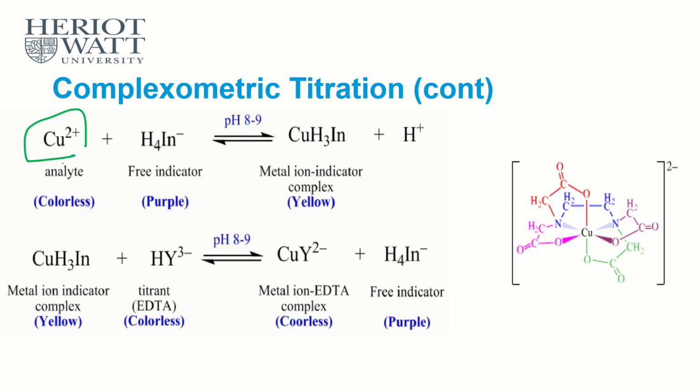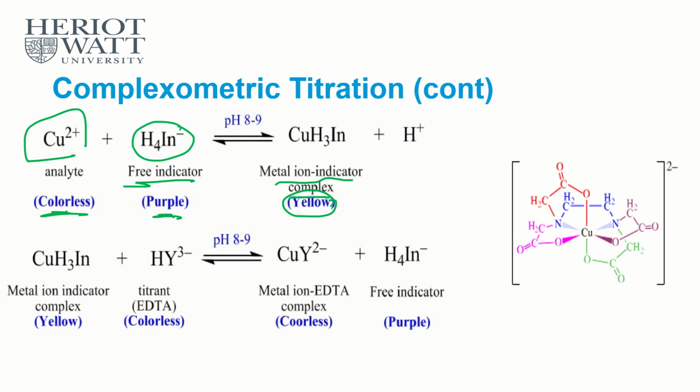Now look at that. I have copper 2 plus and I have a free indicator, purple. So what happened is when you have a free indicator, initially purple, that reacts with copper 2 plus, you will get a metal ion indicator complex. It turns into yellow. So initially, copper at low concentration, I know you're asking why not copper is blue, right? When copper is at high concentration, yes, we can see the solution as blue. But if it is at trace amount, low concentration, we will see it as a colorless solution, no difference.